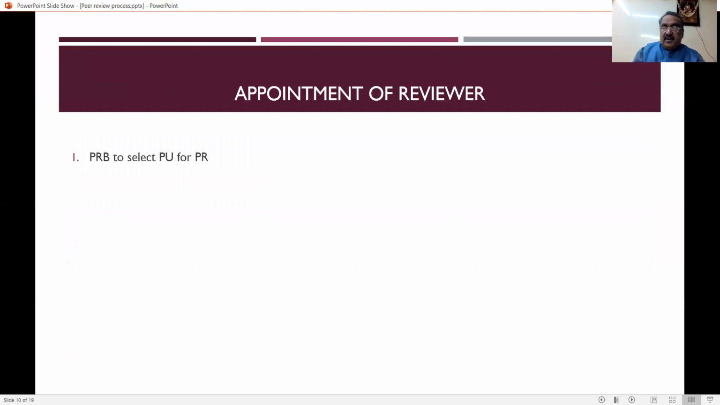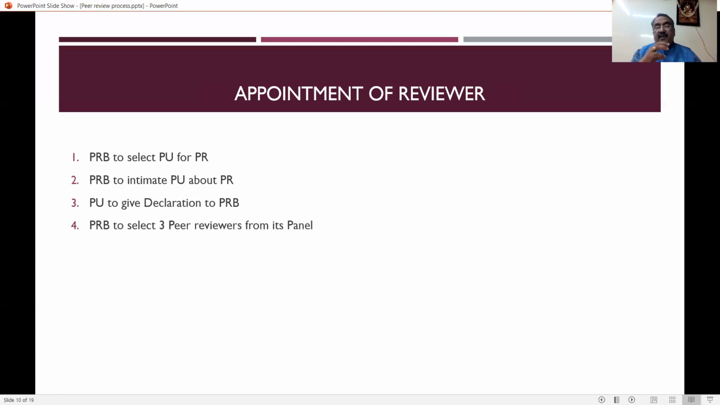Here, how to appoint a reviewer? So, the peer review board selects the practice unit for peer review. So, first thing, the peer review board selects the practice unit, and this has to be intimated by the board to the practice unit that your firm is going to be covered under the peer review. Then the practice unit has to give a declaration saying that yes, we are ready to face the peer review. This is a declaration they have to give.